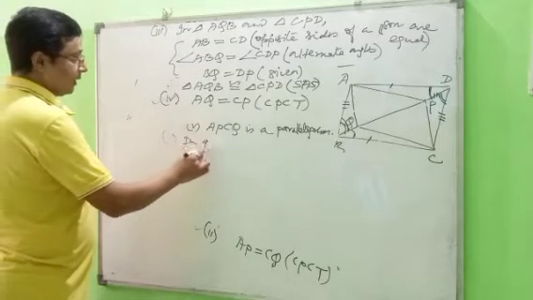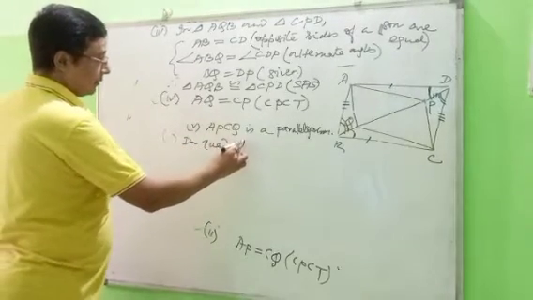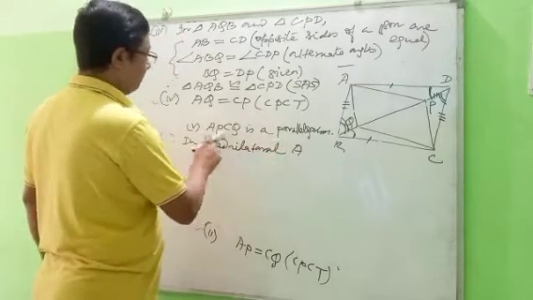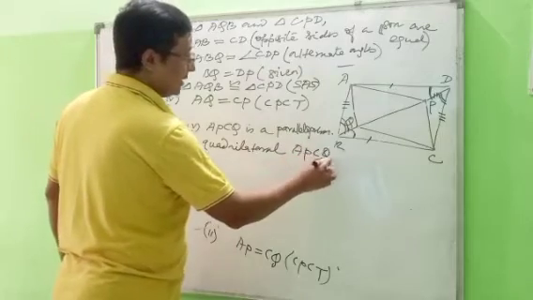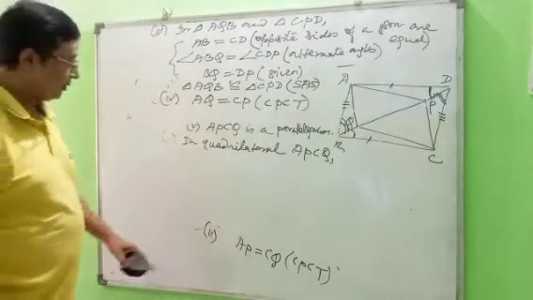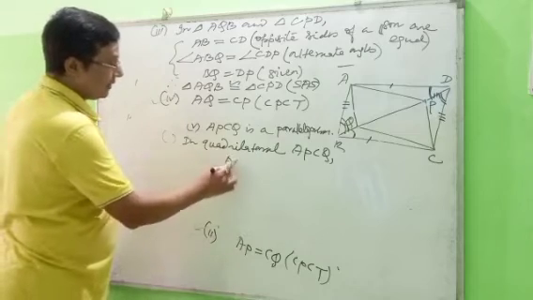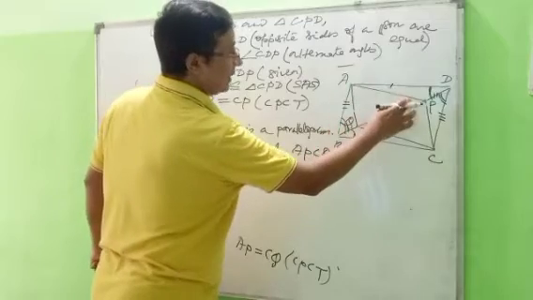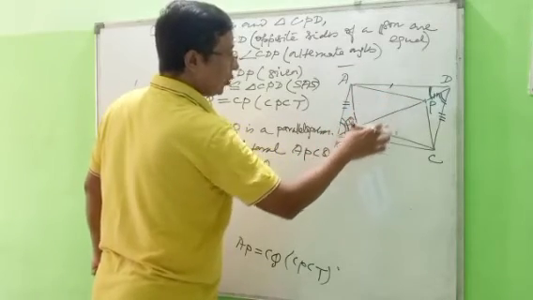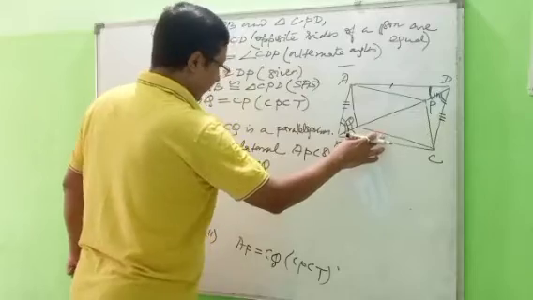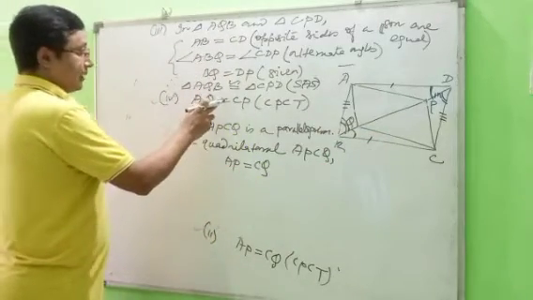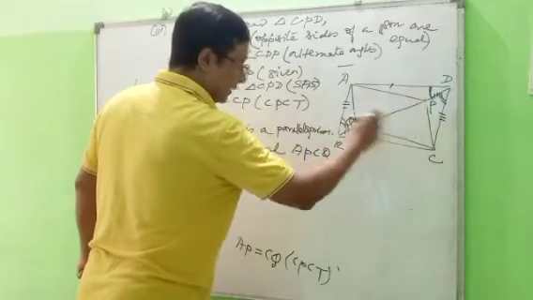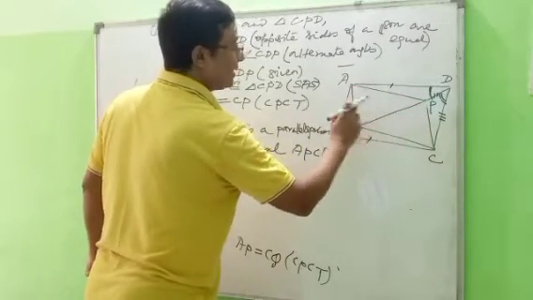So in quadrilateral ABCQ, you have got that AP equals CQ. So here AP equals CQ, this is the opposite pair of sides equal, and the next pair AQ equals CP. You have got this second pair also equal.